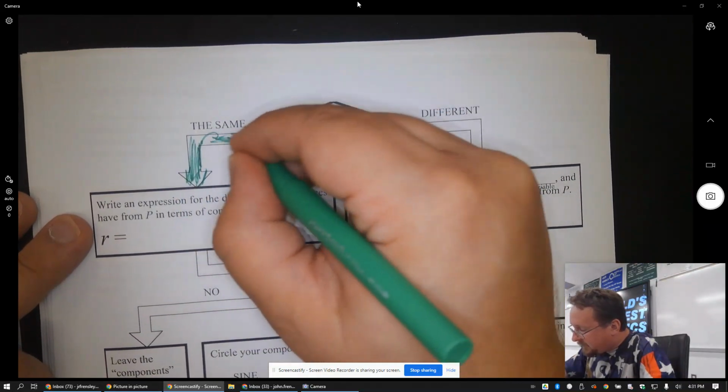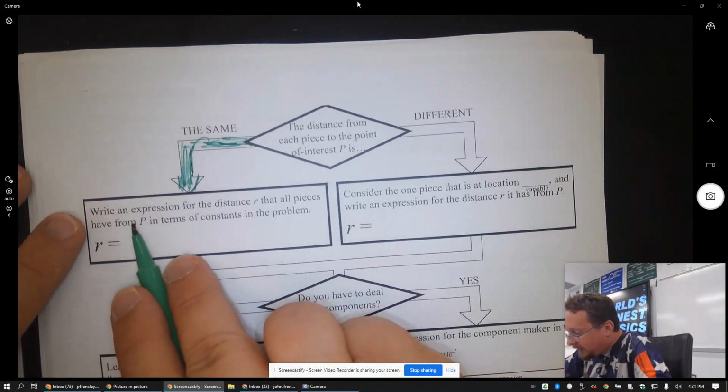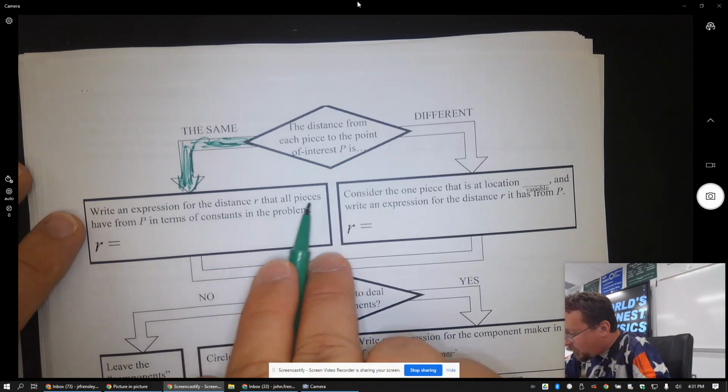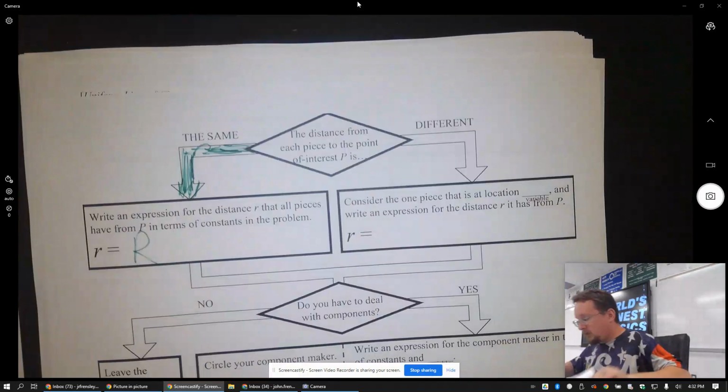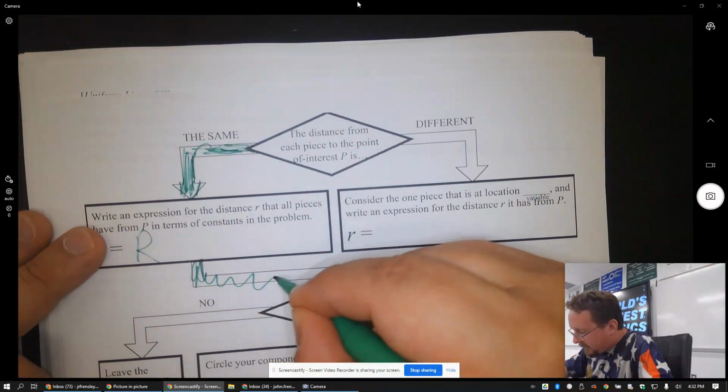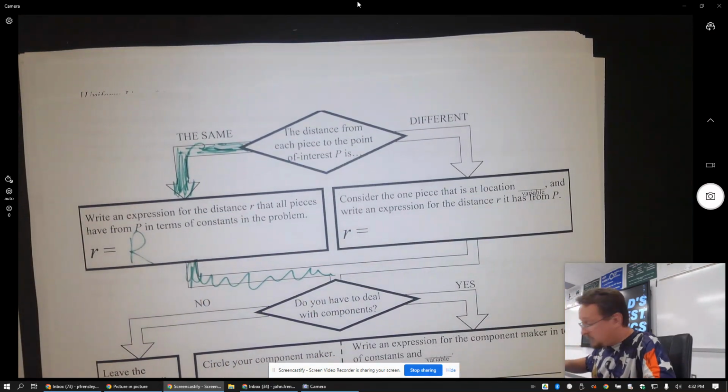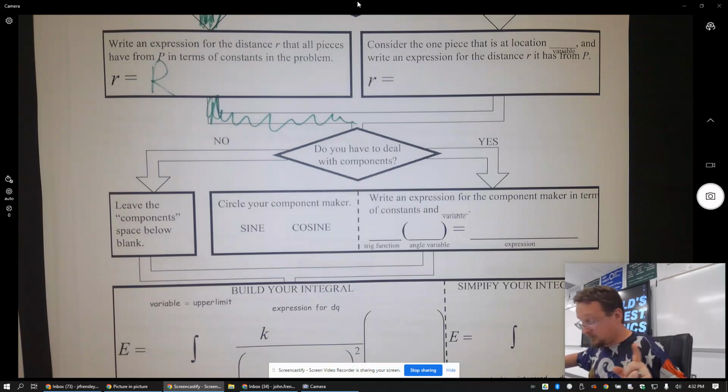Okay, we get another left turn here. Yay. All right. Write an expression for the distance r that all pieces have. Oh, well, that's just the big R. Isn't that the big R? That's the big R. It's right there. Okay. All right. So we're going to come back together. Yay. Okay. Do you have to deal with components? The answer today is yes, which is difficult.